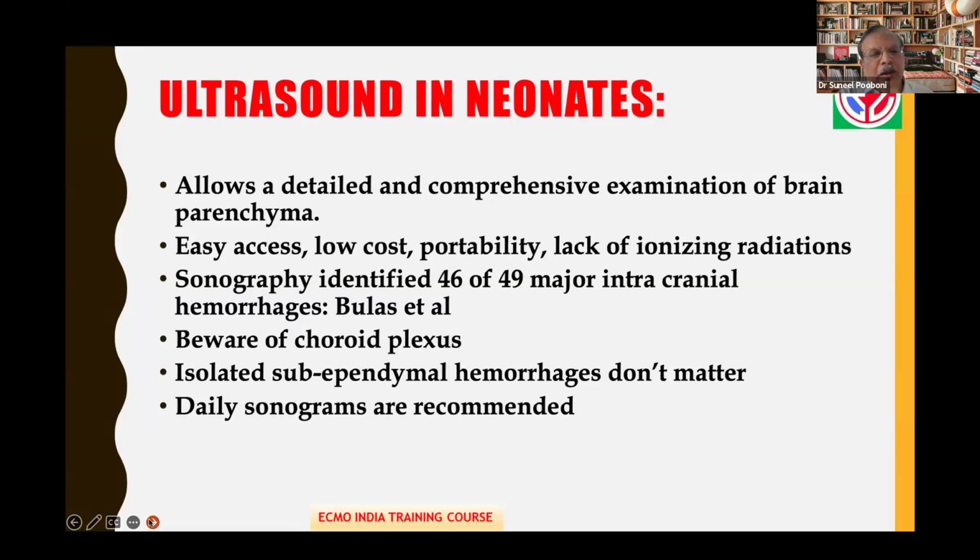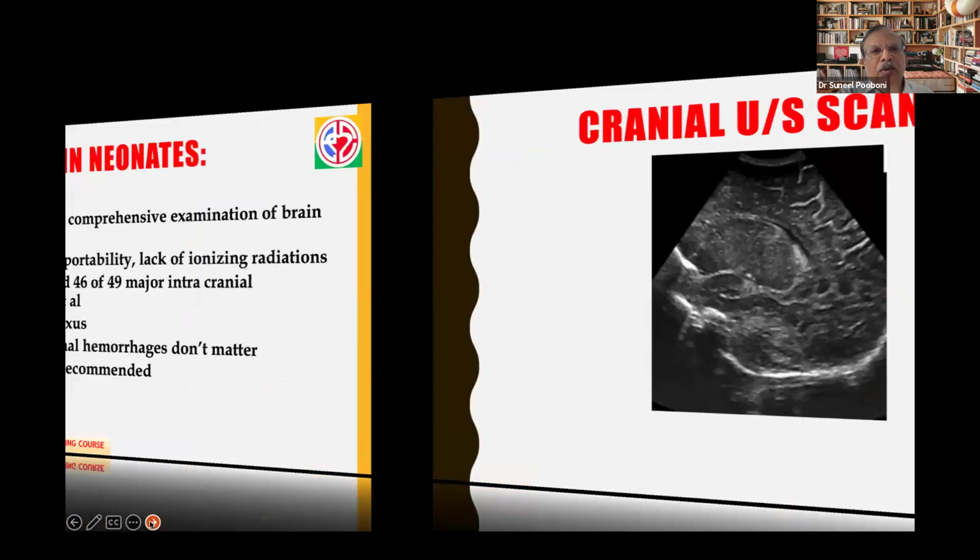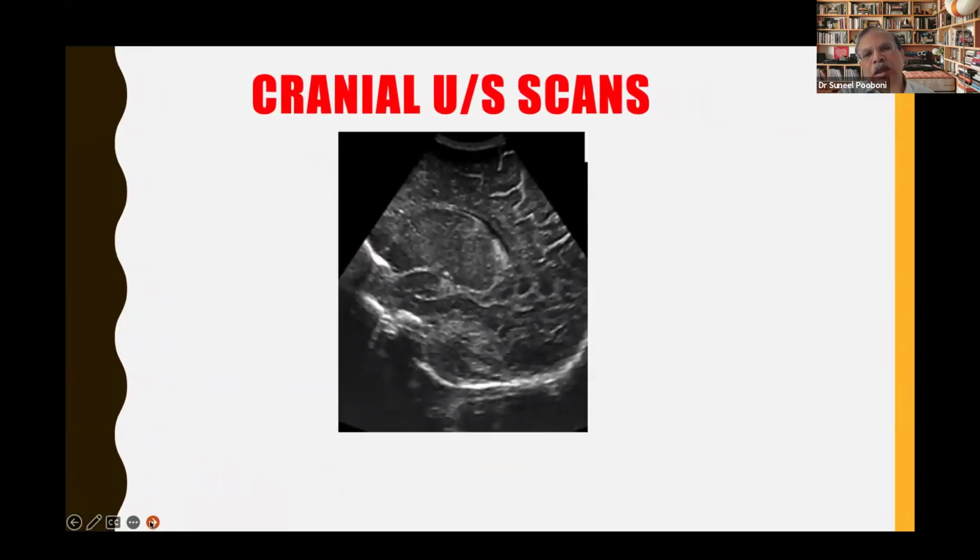Daily sonograms are recommended. So this is how an ultrasound looks like in a normal baby. And here the dense structure you are seeing in the ventricular groove is choroid plexus here.